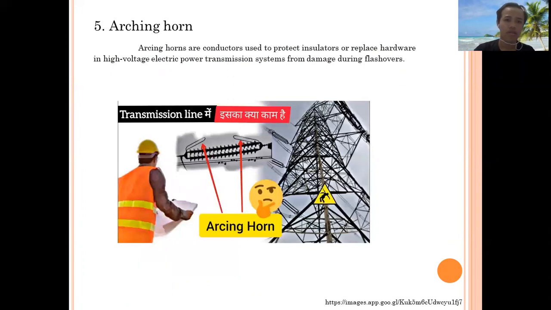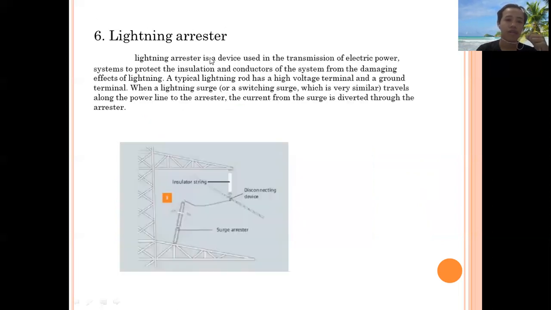Earthing horns are conductors used to protect insulators or replace hardware in a high voltage electric power transmission system from damage during flashover. For placement, you can see in the picture like this. This is a 150 kV tower transmission, and the earthing horn is in here.